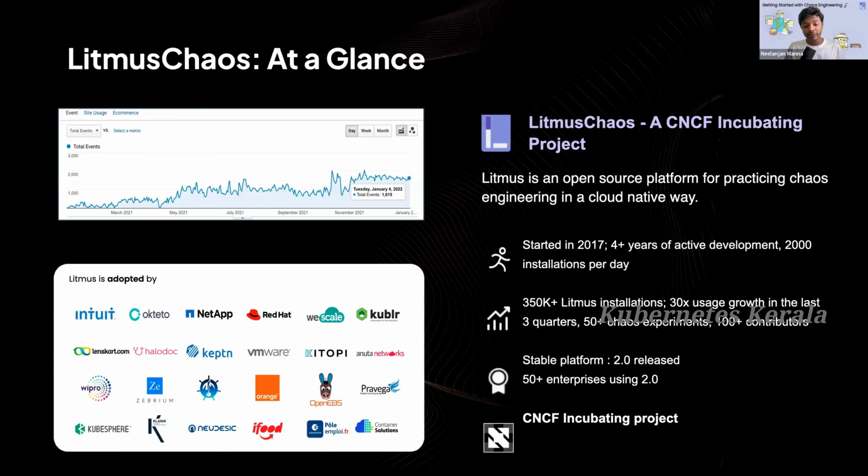LitmusChaos is a toolset to do cloud native chaos engineering. It helps both developers and SREs to automate chaos experiments at different stages within their DevOps pipeline, like development, CI/CD, or in production. Fixing the weaknesses leads to increased resiliency of the system. And that's the idea that chaos engineering brings in.